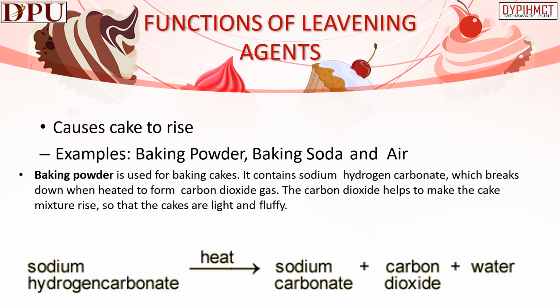Functions of leavening agents in cake making. Mostly, baking powder and baking soda are used as leavening or raising agents in the cake. Raising agents help in raising cake. However, excess use of raising agents may result in faulty texture of the cake. Baking powder is used for raising cakes. It contains sodium hydrogen carbonate, which breaks down when heated and forms carbon dioxide gas. The carbon dioxide helps cake mixture to rise so that the cakes are light and fluffy.